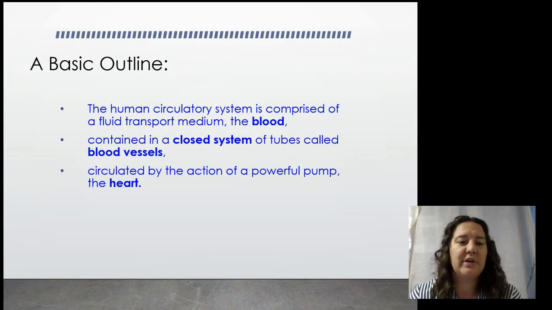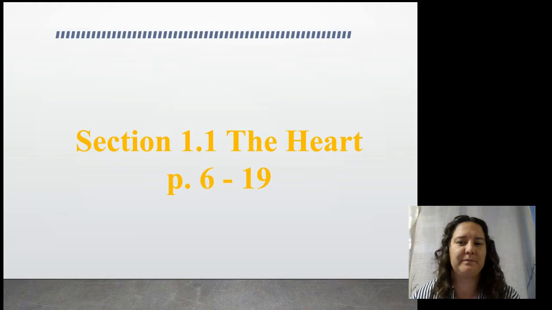So, as a general outline, the human circulatory system is comprised of a transport medium, the blood, contained in a closed system of blood vessels. And closed system again means nothing goes in and nothing comes out. And that's like our ideal. Nothing goes out of our circulatory system. And it's circulated by the action of our heart, which is a powerful pump. So today we're going to look at the heart.